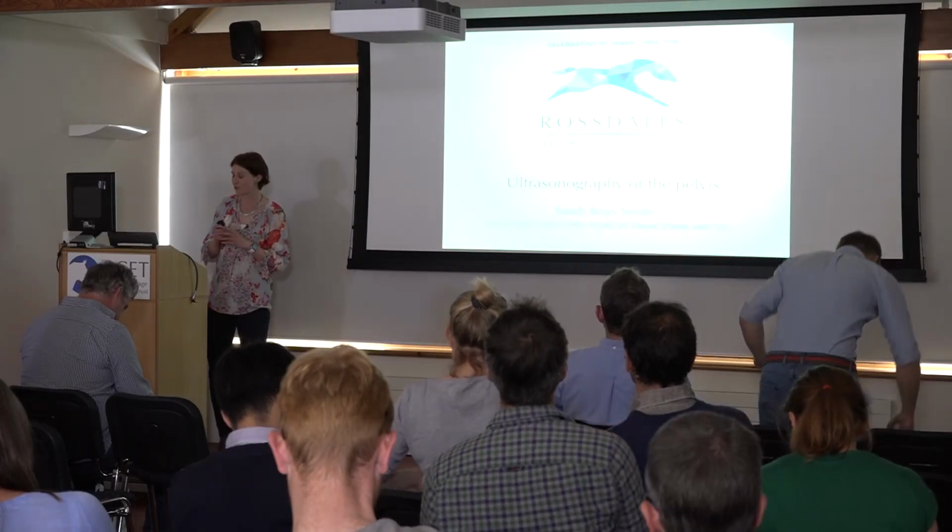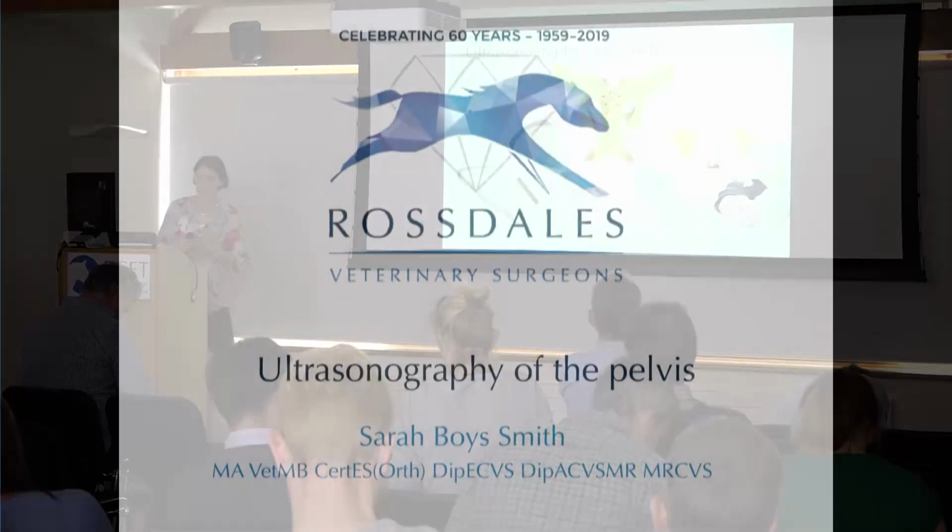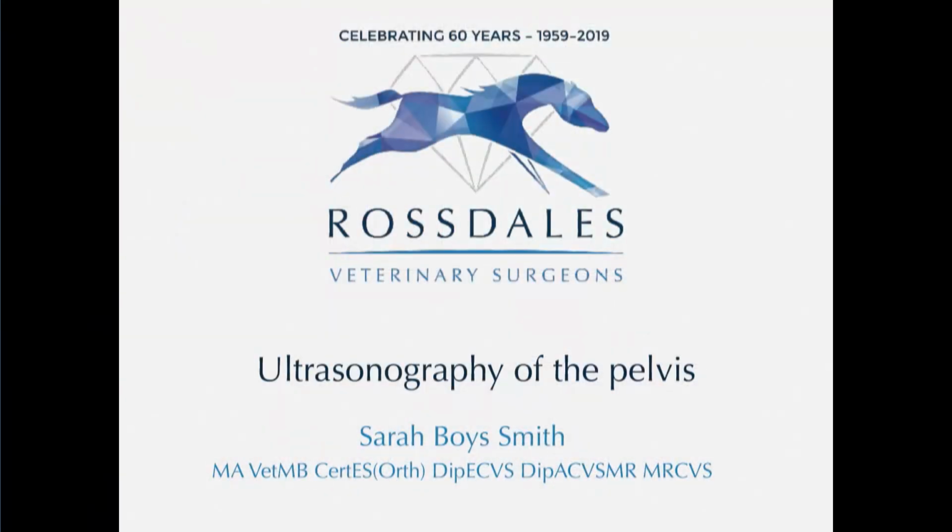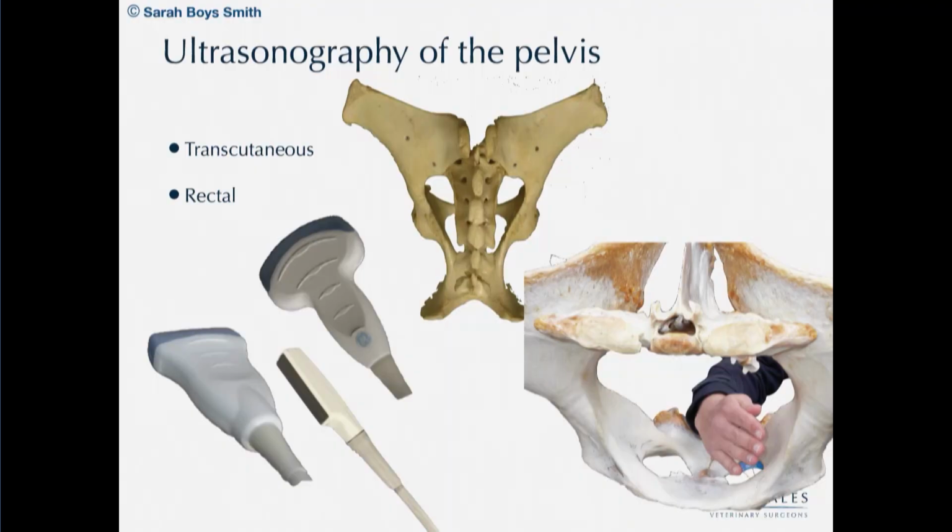I'm going to talk about ultrasonography of the pelvis, and it can be a very rewarding exercise to do, particularly because we know radiography is so limited, and we can image the pelvis transcutaneously as well as rectally, and that way we can maximize the structures that we can see. But we still do have to appreciate that we are limited with what we can see. There is still a significant amount of soft tissue that we can't visualize, but by doing this, we can certainly get a good appreciation of what abnormalities we might expect.